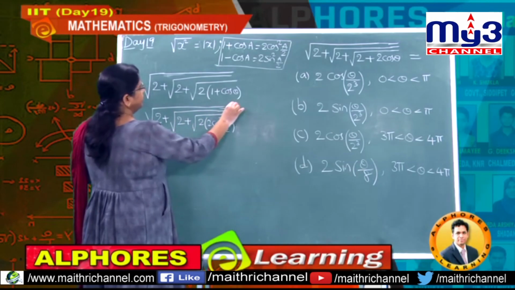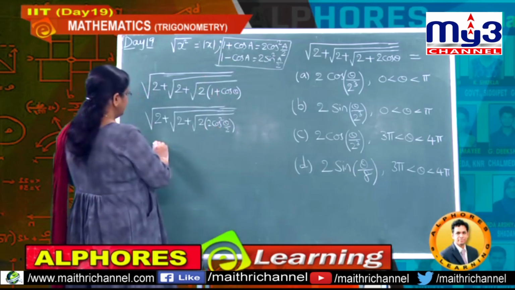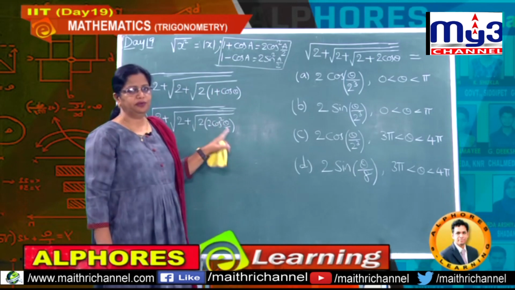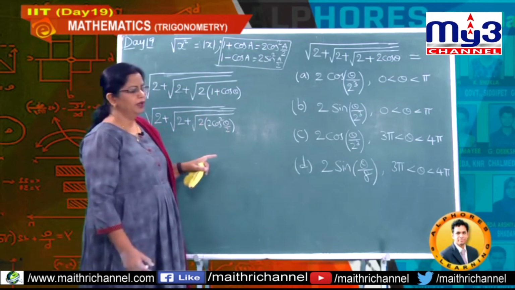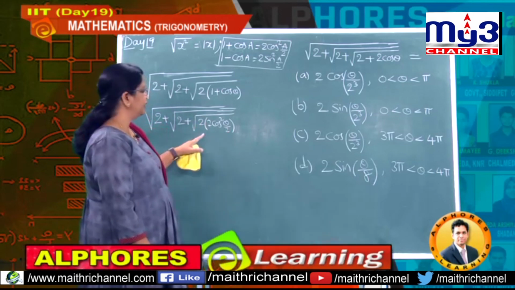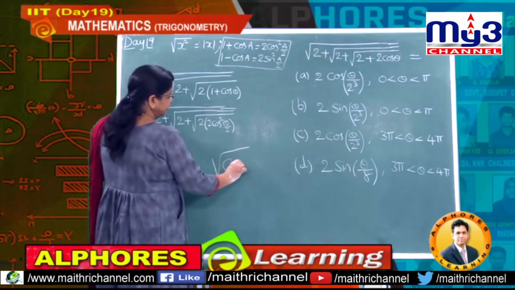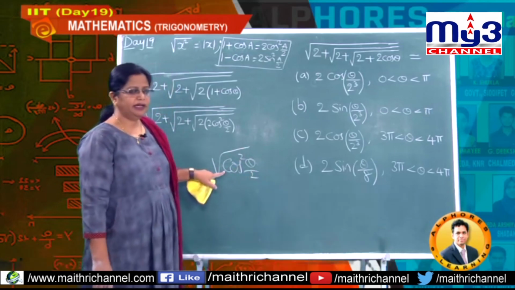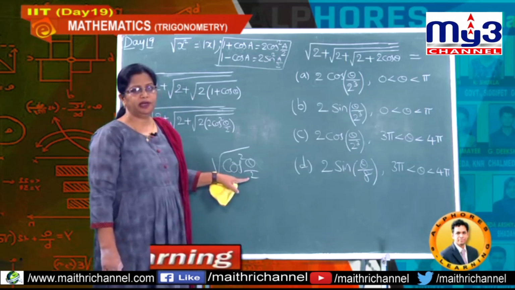Got it, students? So we have used this formula, substituted here. Now this will become 4 cos square theta by 2. Now the square root of 4 cos square theta by 2, what is the value? 4 means you can write directly 2 outside, but what about the root of cos square theta by 2? This is our question. You should not write directly cos theta by 2 unless you know about the theta by 2 value.